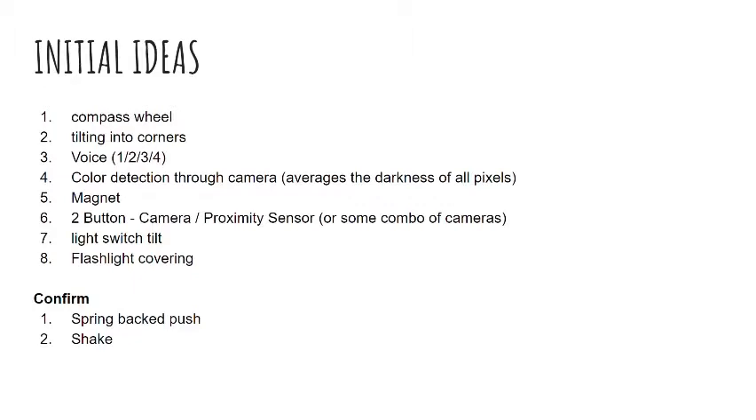The other ideas which we had were using a magnetometer, or using a camera along with the proximity sensor, flashlight covering, etc. To confirm a particular choice, such that it is not auto-selected, we could either shake the phone or move it like a spring towards us or away from us.